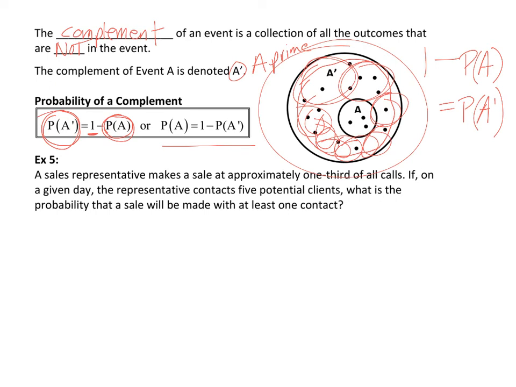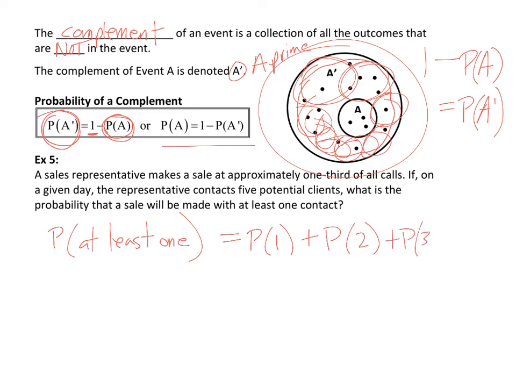A sales representative makes a sale at approximately 1/3 of all calls. If on a given day the representative contacts 5 potential clients, what is the probability that a sale will be made with at least one contact? So the probability of at least one contact. All right. Well, probability of at least one contact means I have to figure out the probability of 1 contact plus the probability of 2 contacts plus the probability of 3 contacts plus the probability of 4 contacts plus the probability of 5. All right, you have to figure out all those.